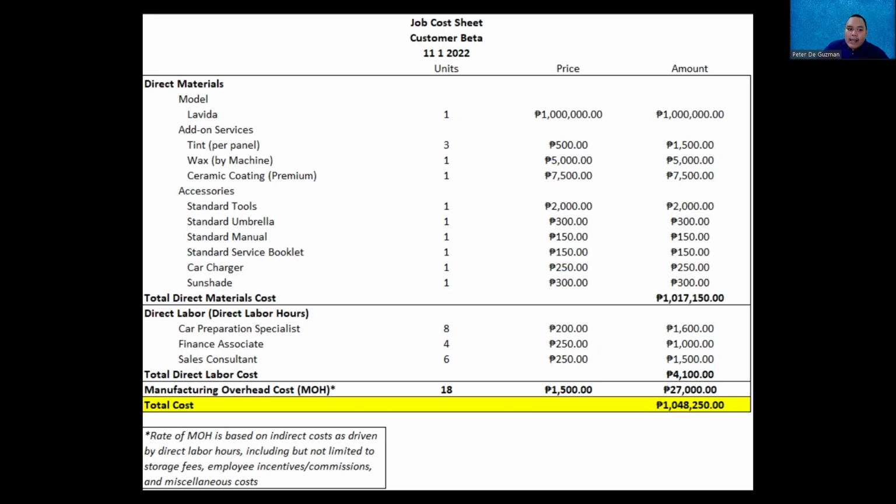Let's take a look at customer Beta. Still looking at tint per panel as always. And we see here that the number of units is 3 as compared to 6. Why is this the case? This is the case because there are certain clients that do not want all of the panels tinted. Some clients, such as customer Beta, would just like 3 panels tinted. That would be the front windshield typically and the 2 front windows for a total of 3 panels. 3 times 500 is 1,500.